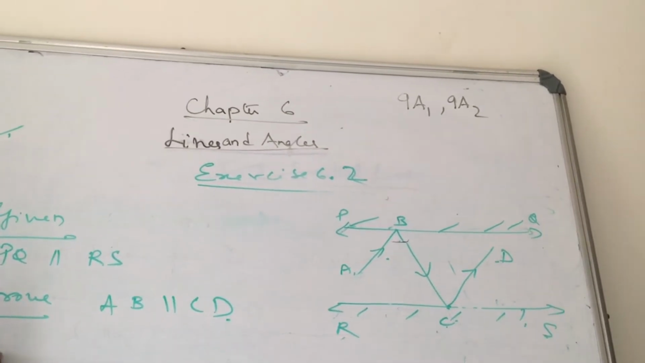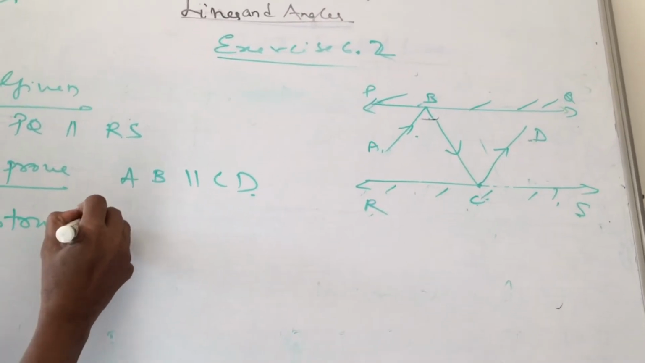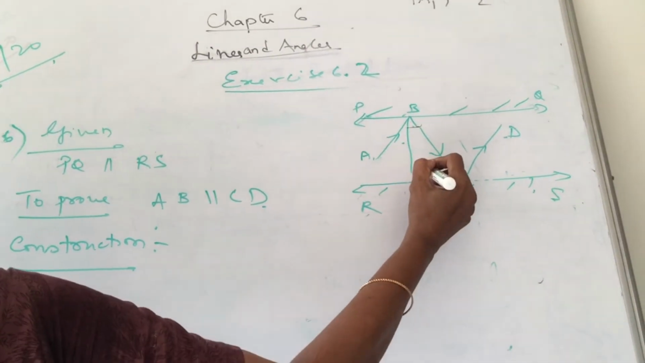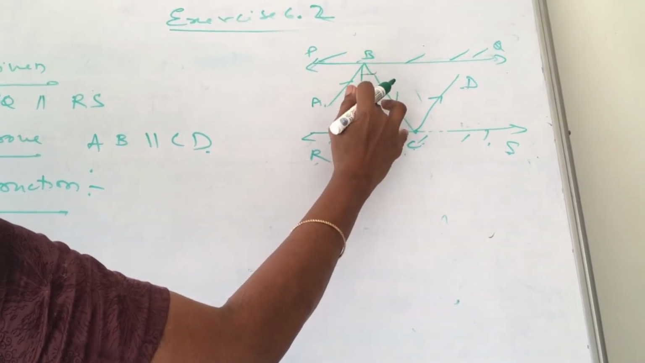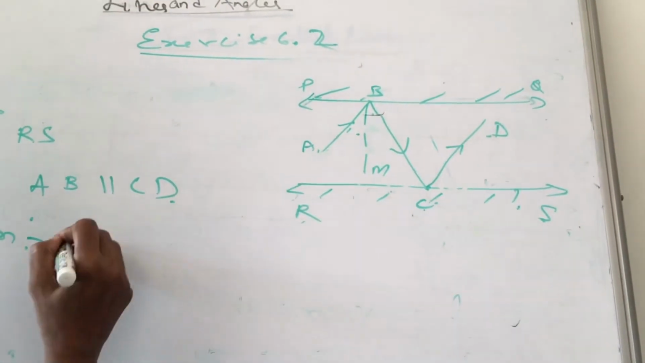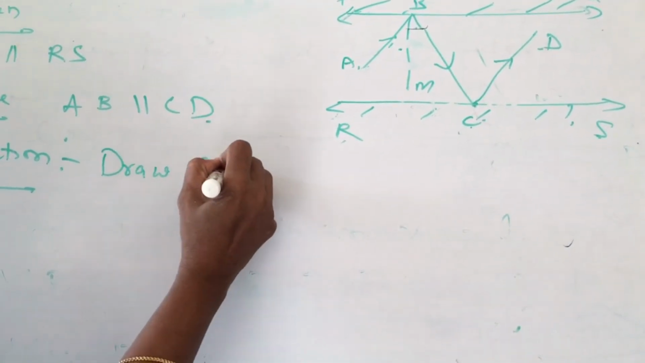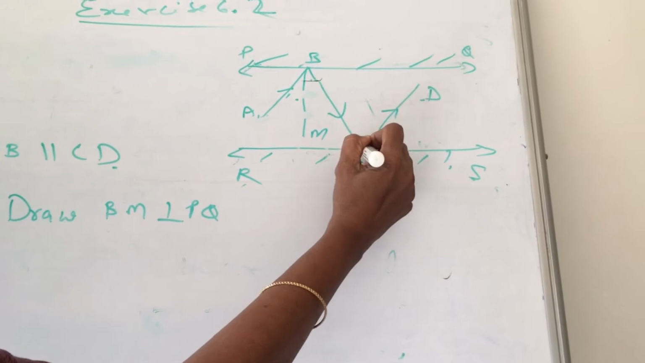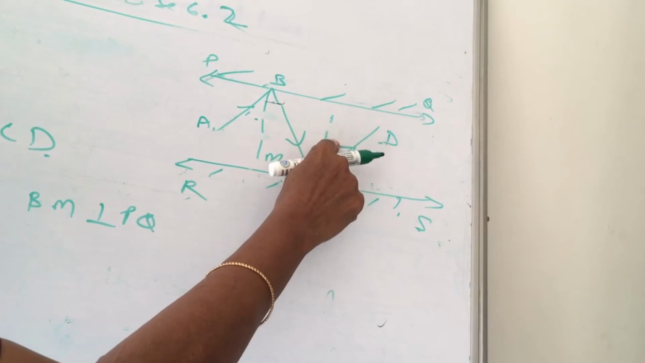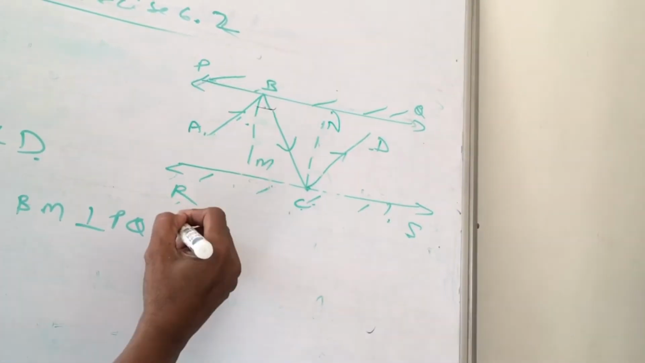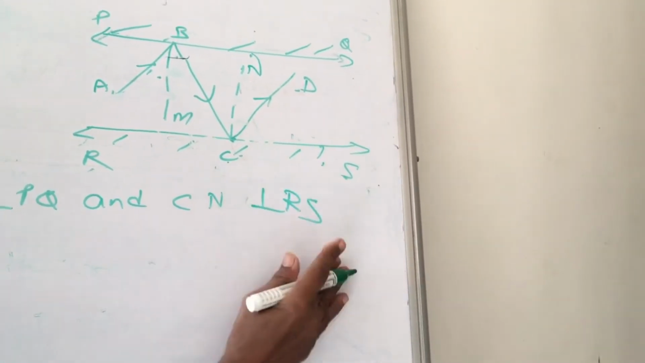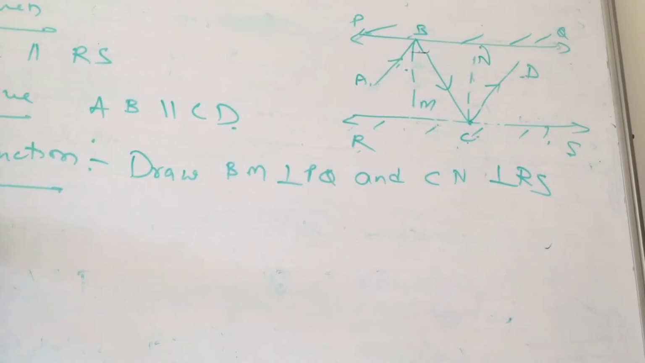To prove this, children, you have to draw the construction. Construction: draw BM perpendicular to PQ and CN perpendicular to RS. Yes, solution.